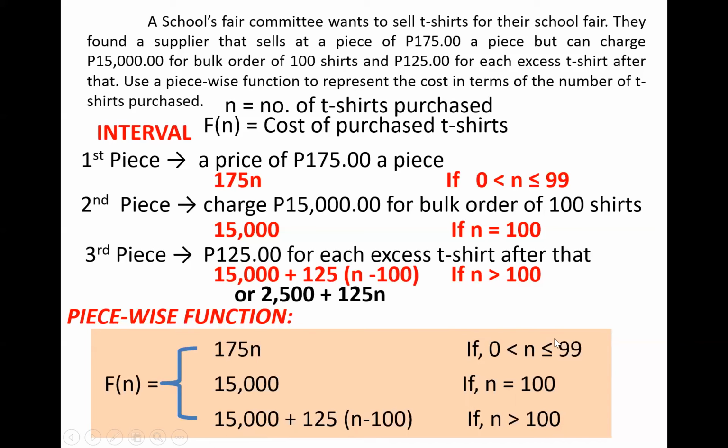N less than equal to 99, greater than 0. So, meaning to say, yung n natin dito is equal to 55. So therefore, 55 times 175 lang daw siya. Okay? So, yun yung amount na babayaran natin doon sa number of t-shirt na purchase natin. Magkano yon? That is 9,625. Okay? So, next example.